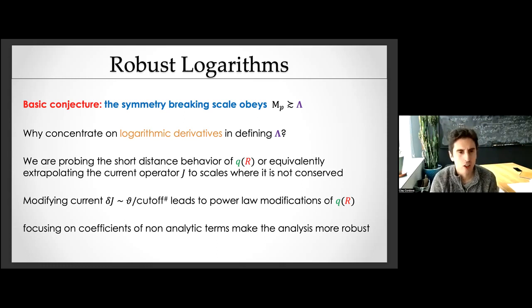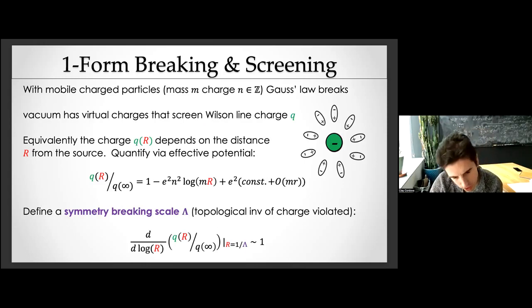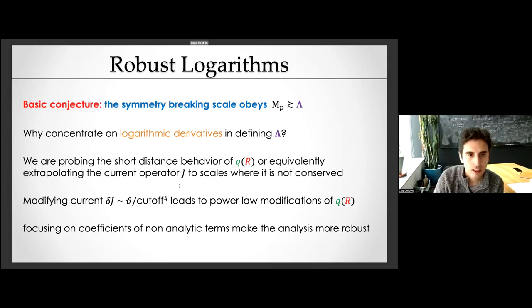Now there's an interesting technical point here. Why am I concentrating on the logarithmic derivatives? Going back here, I define this as stripping off the coefficient of the log and investigating that. Why do that? Well, I'm trying to define something that is universal. So what are we doing here? We're probing the short distance behavior of this effective charge Q of R. And this is equivalent to extrapolating this current operator to scales where it is not conserved anymore.